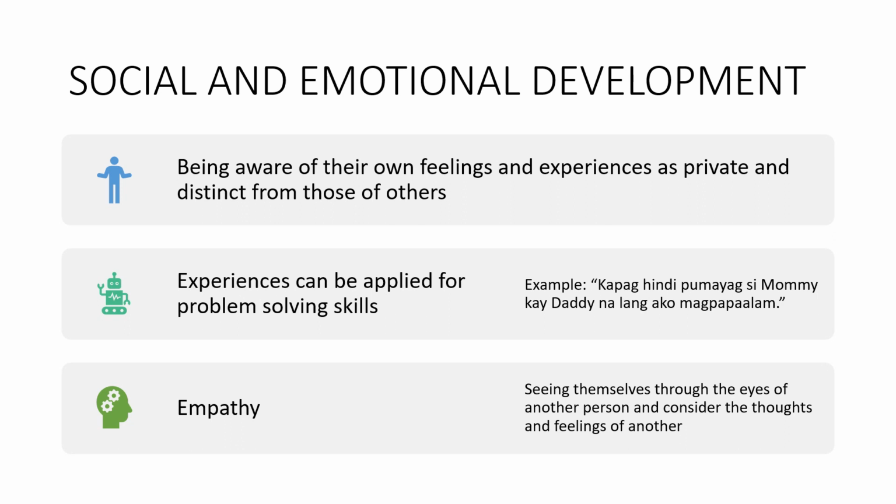And then empathy. For example, seeing themselves through the eyes of another person and considering the thoughts and feelings of another. So in here, that's why some children are very good. Before in our school, we had this GMRC, and those who were very good in class were given a star. Because of the development of empathy, the teachers recognized that they were able to develop very good empathy. So that's why we were rewarded back then. So empathy is actually very evident as well.